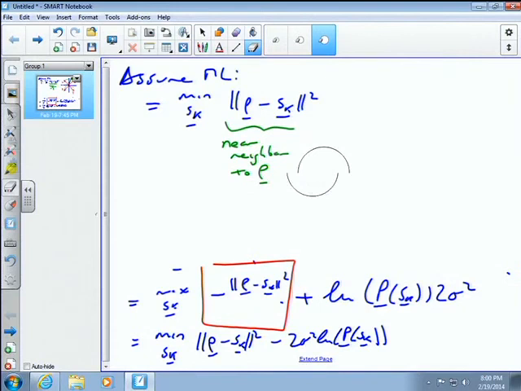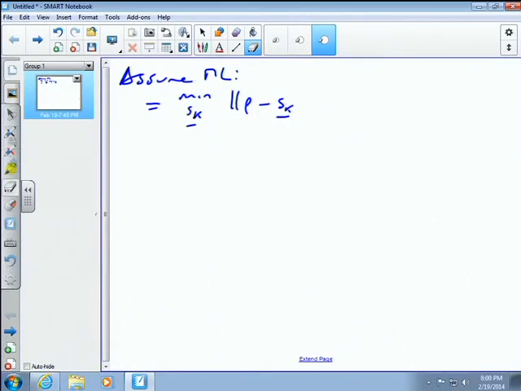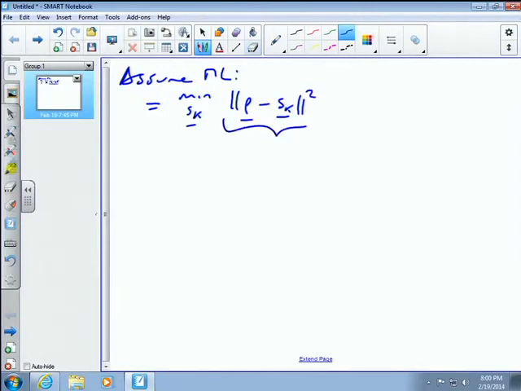So let's go back to this guy here. OK, so I'm intentionally keeping this guy here. Let's actually go back to the square. And what I want to do is expand it out. So if I do this, what do I have?